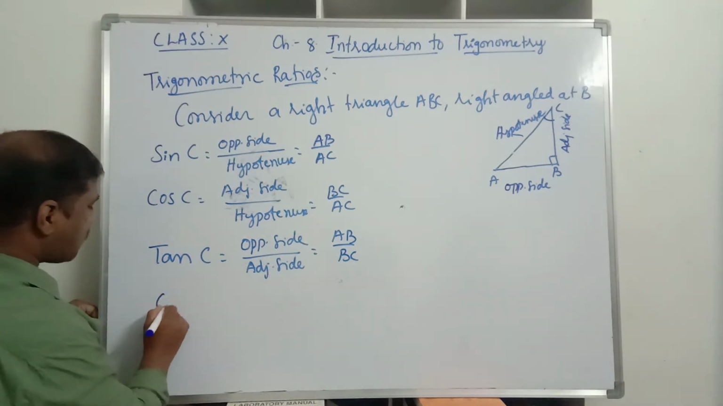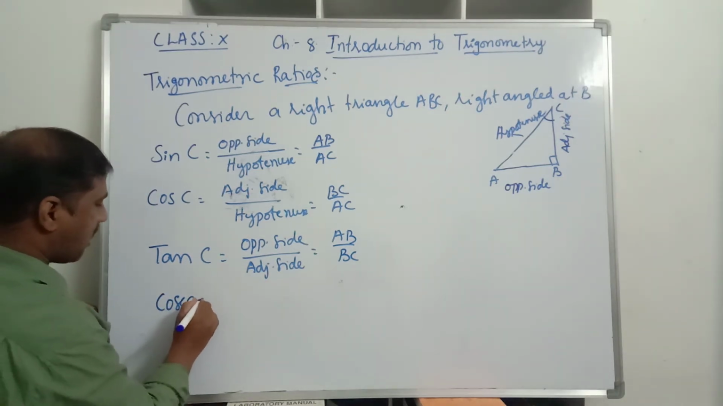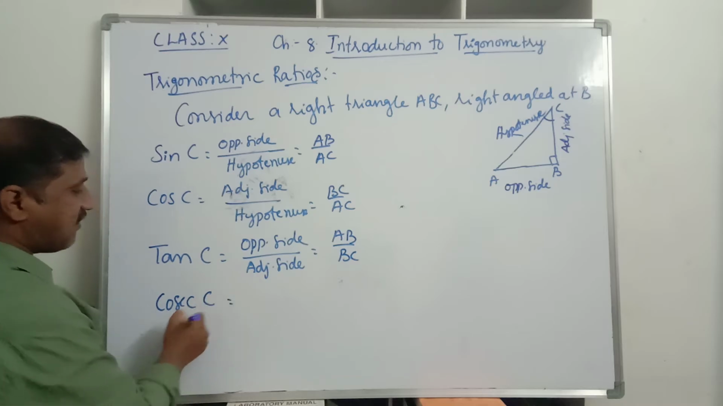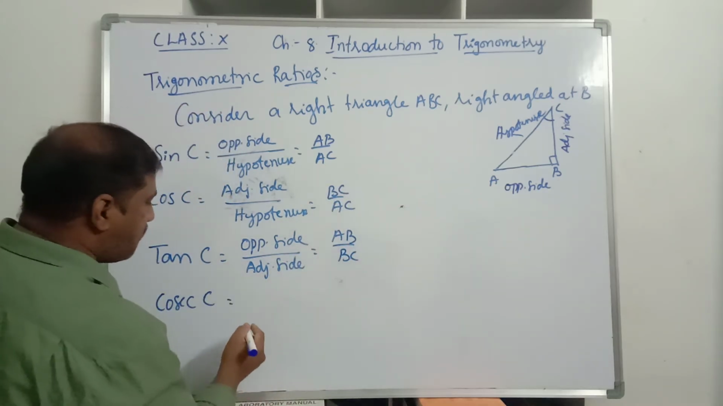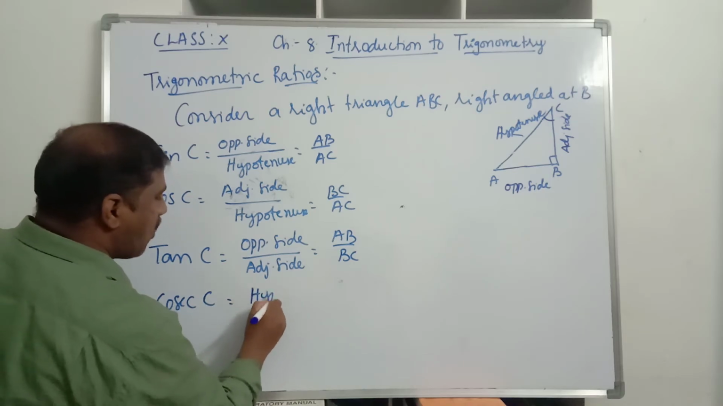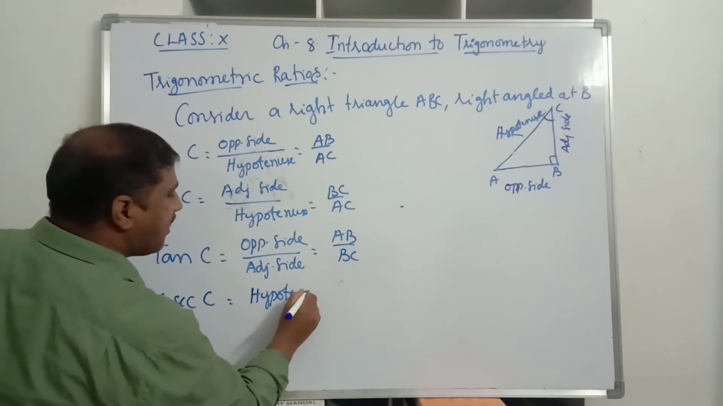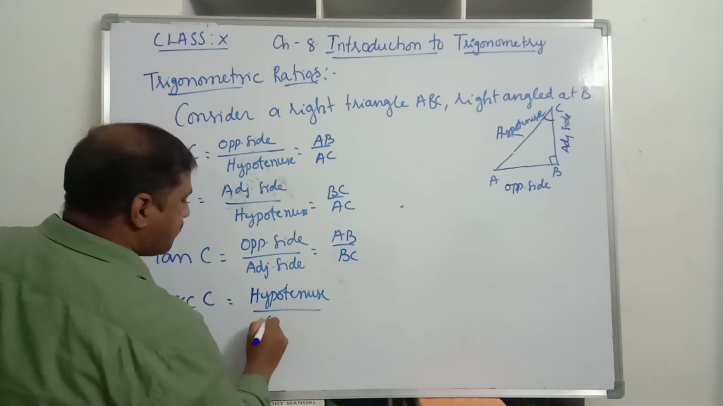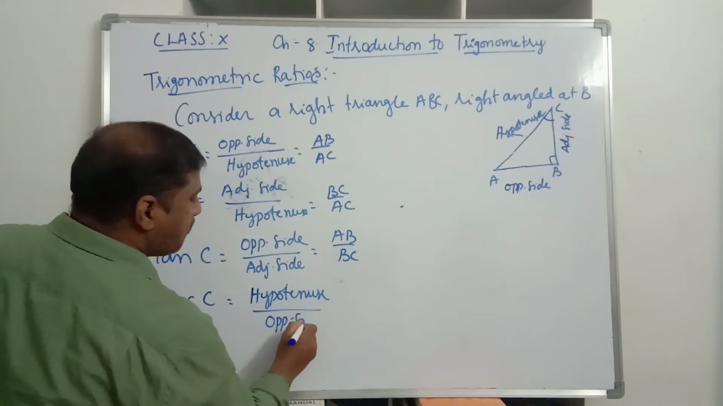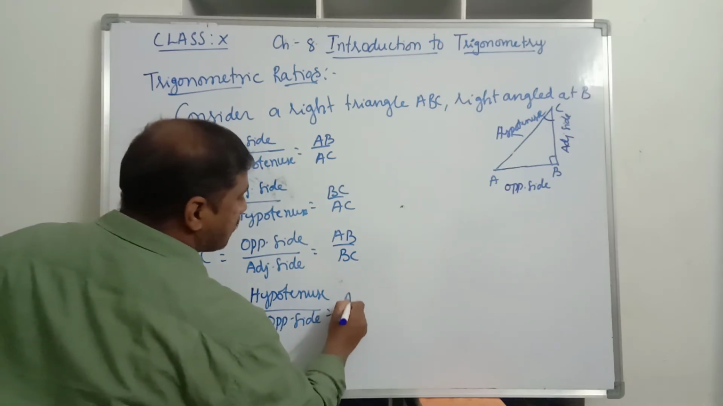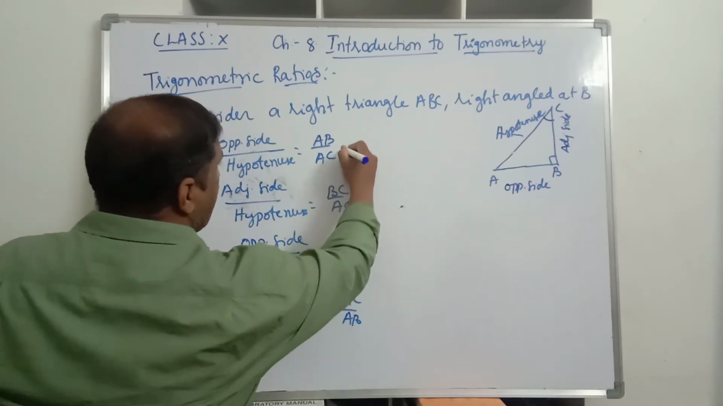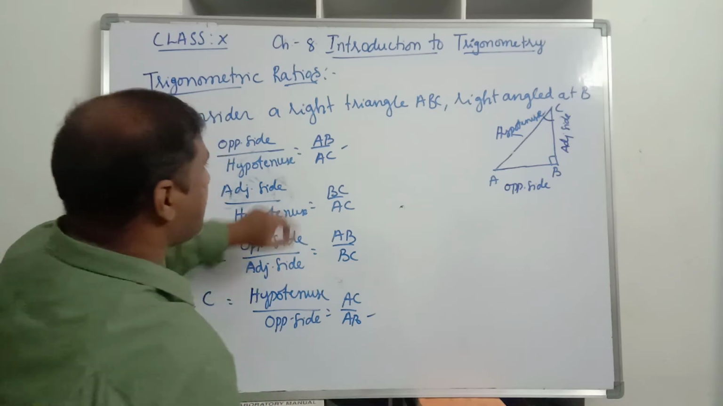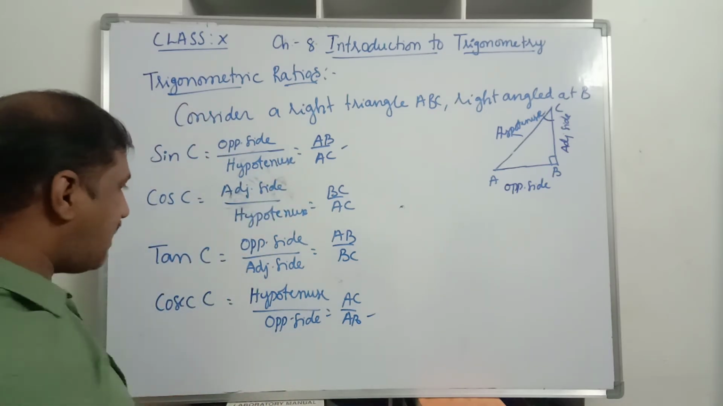Then it is cosecant. Cosec C, so angle C we are considering here. Cosec C is hypotenuse divided by opposite side. Hypotenuse is AC and opposite side is AB. So AC by AB, which is the reciprocal of AB by AC.